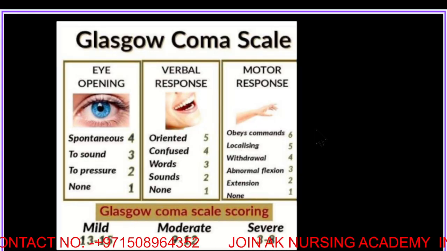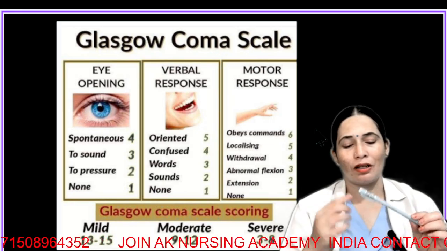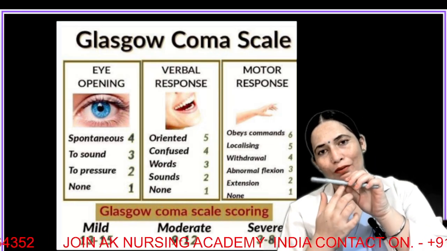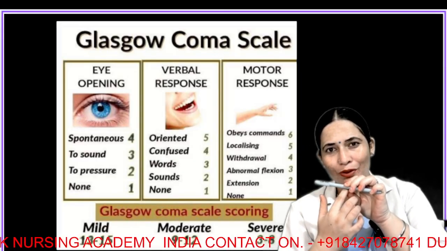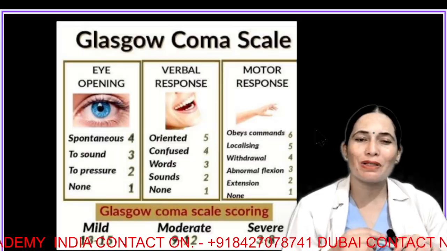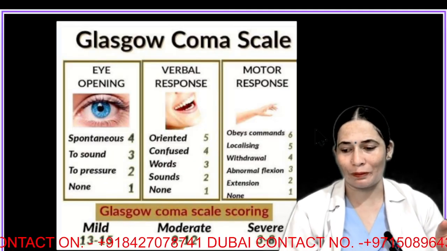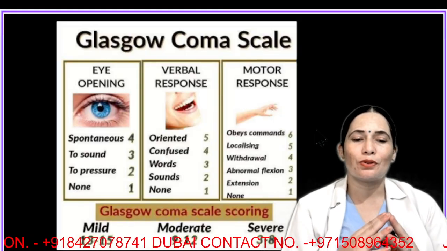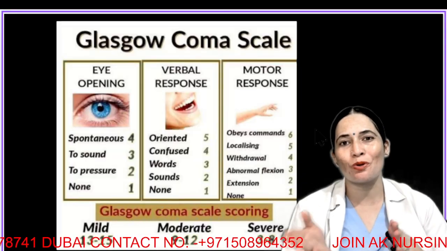The next one is using a pen. We put the pen on the nail bed of the patient and apply pressure. If you try it on yourself, it is a little uncomfortable for us, so obviously it is uncomfortable for the patient, and the patient responds to this pain. Now coming to the Glasgow scale, how we score these responses.